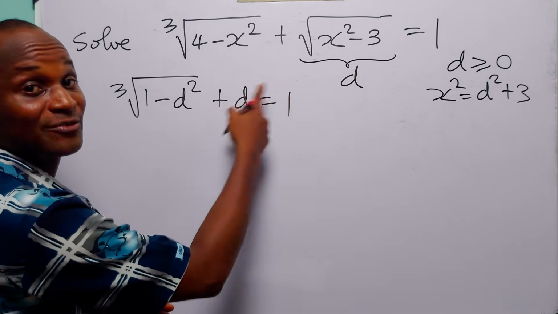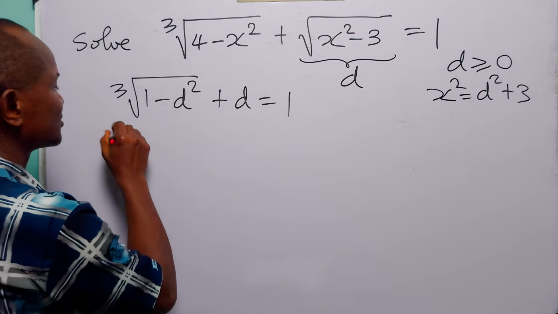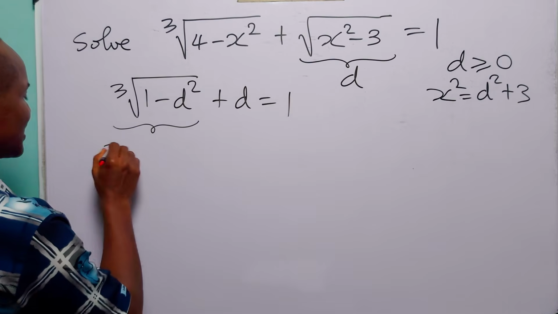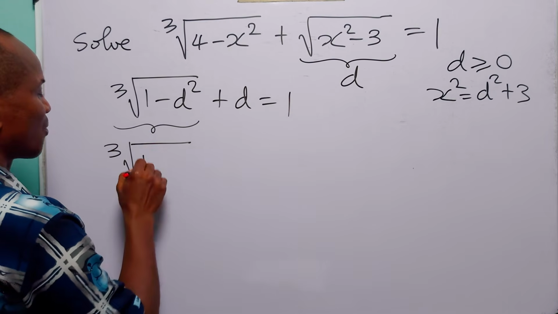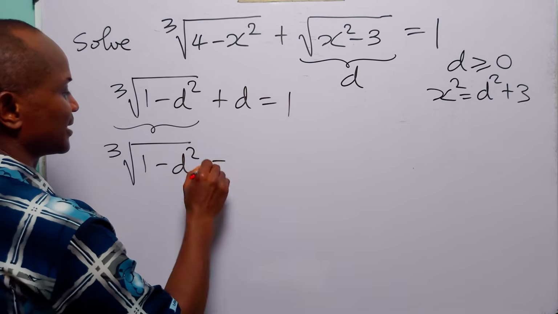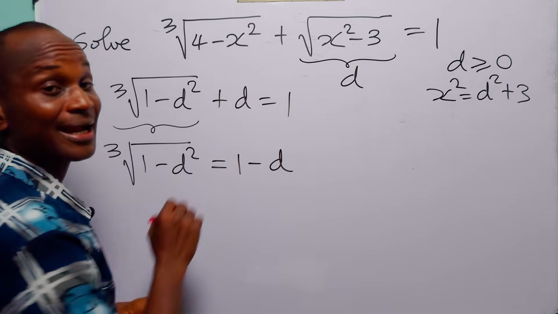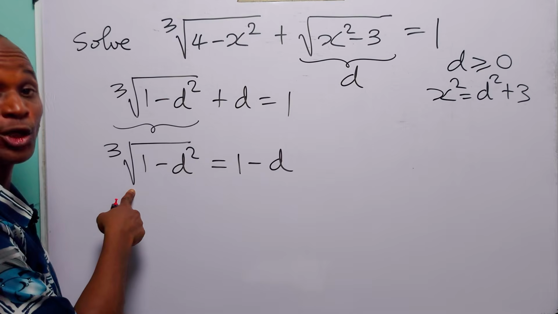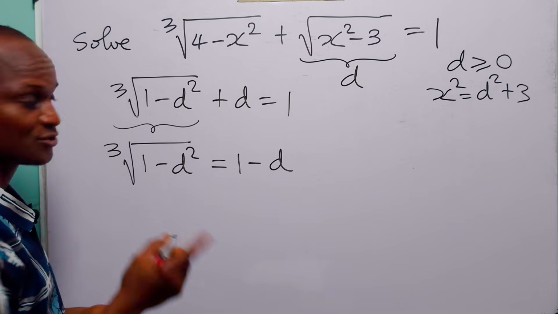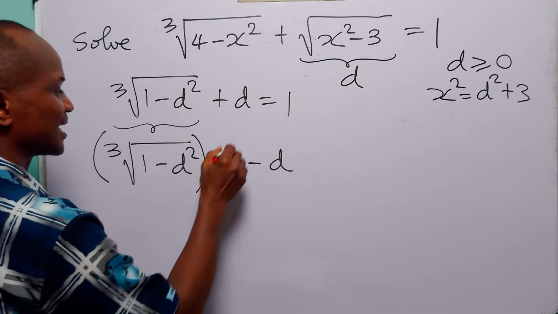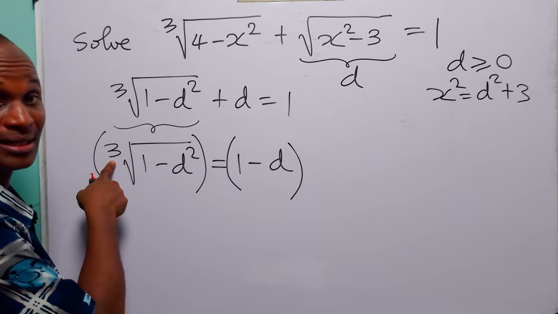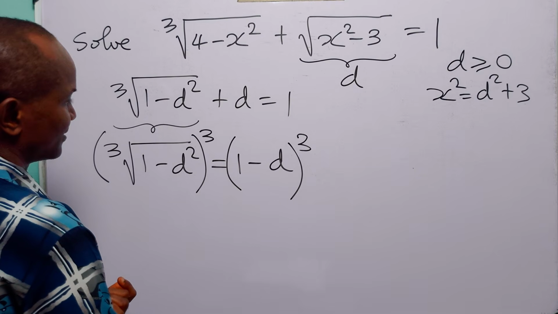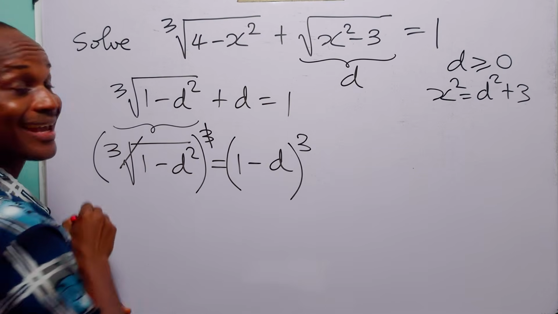Now let us subtract d from both sides of this equation so that we have only this radical on the left hand side. When we do that, we have that the cube root of 1 minus d squared is equal to 1 minus d. And of course, the next thing we are going to do is to get rid of this cube root on the left hand side. To do that, we raise both sides of this equation to power 3. So this is raised to power 3 and that is raised to power 3. Now this is going to take care of that.